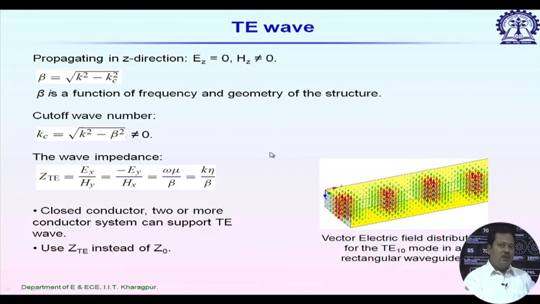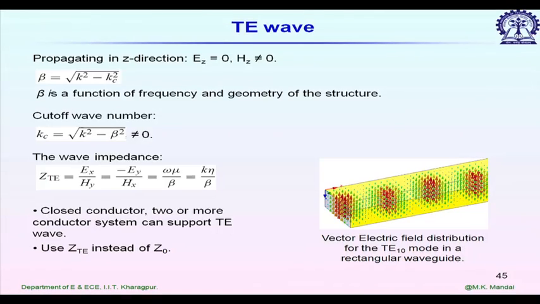In this case, we can't calculate voltage or current directly, and we can't define the characteristic impedance of the line Z naught, but we use another term which is called the wave impedance ZTE. For TE wave, it is again Ex by Hy, and it is omega mu by beta or k eta by beta. Usually a closed conductor, and not only that, a two or more conductor system can also support TE wave.